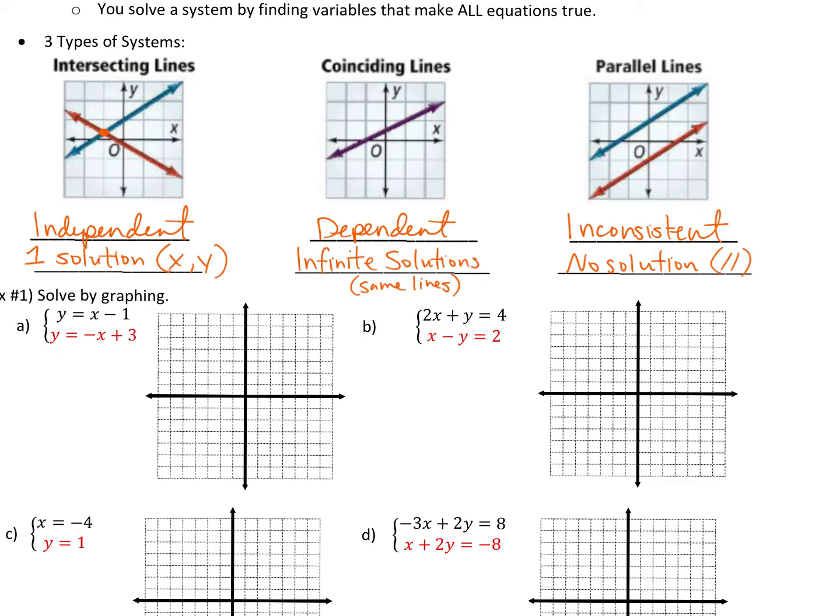Questions on any of those three? I'm less concerned with independent, dependent, inconsistent. I'm more concerned that you know there's one solution, there's infinitely many, or there's no solution on these types of problems. But they will ask you at times, like, is this independent, dependent, or inconsistent? So just be clear which one goes with which on that.